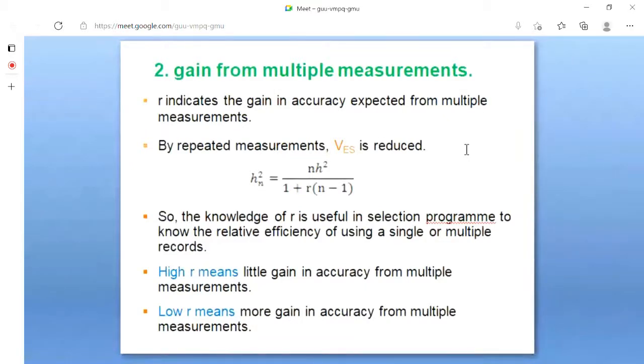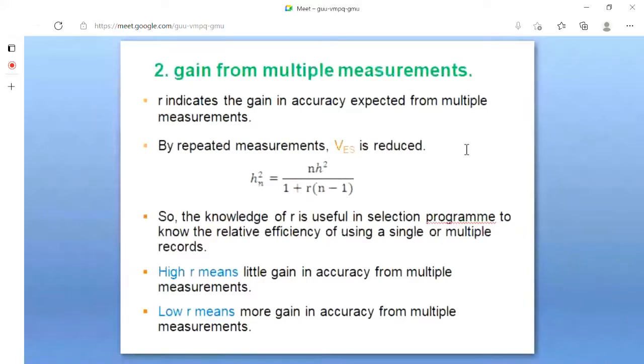Repeatability indicates the gain in accuracy expected from multiple measurements. If you are taking multiple measurements, it will give you the gain in accuracy, the genetic gain, okay? By repeated measurements, the environmental component is reduced. If you are taking repeated records or measurements, the environmental component is reduced, and the heritability is given by this formula.